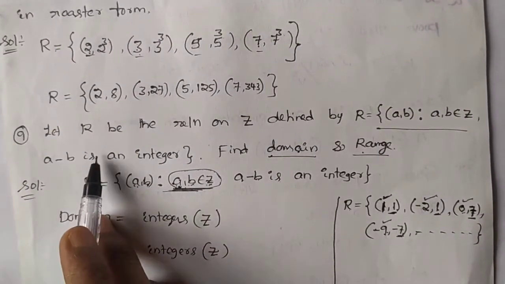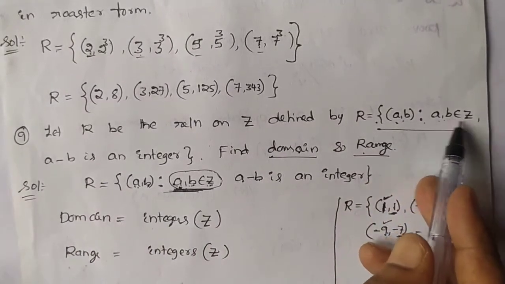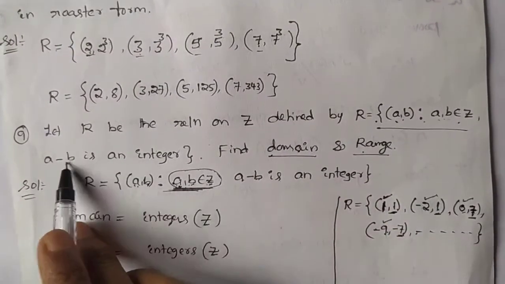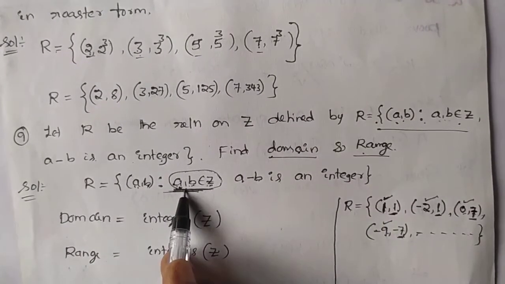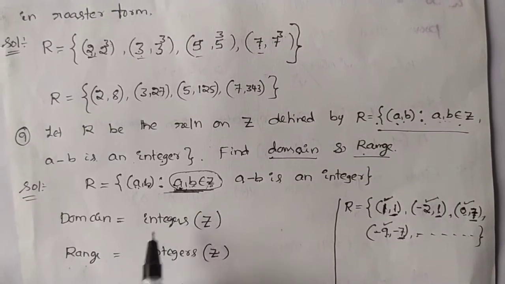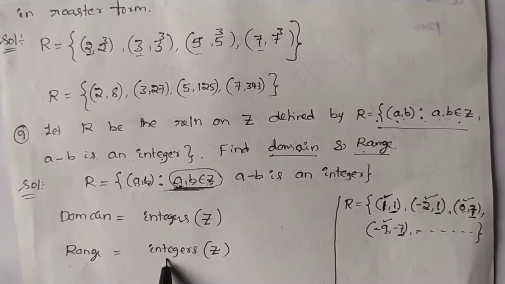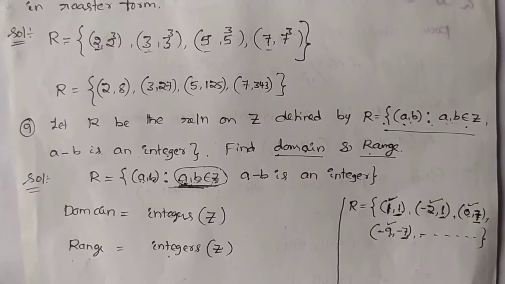In the question itself he gave the hint. Relation R, a, b such that a, b belongs to Z, a minus b is an integer. Find its domain and range. Here we have the hint: a, b belongs to Z. Domain is also integers. Range is also integers. Do you understand? I hope you understood.